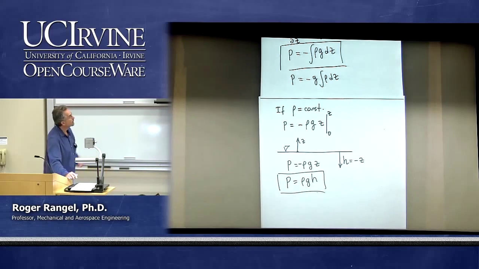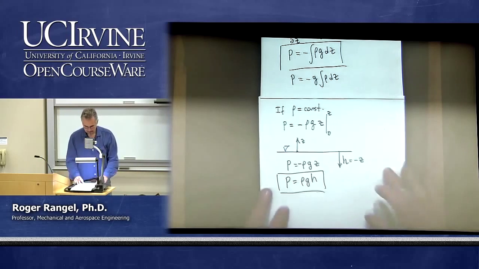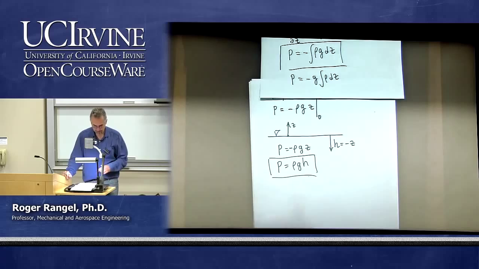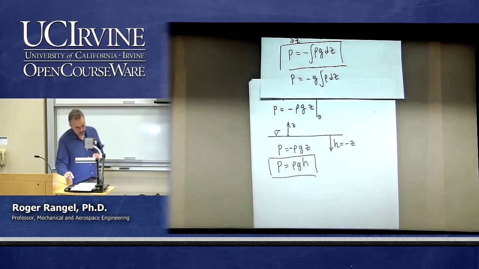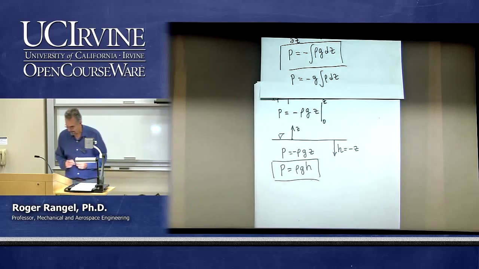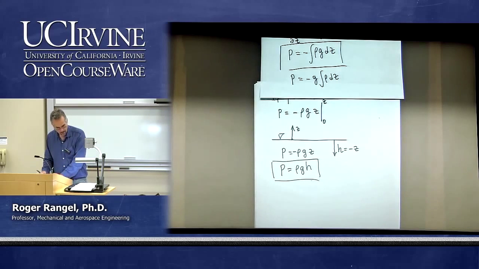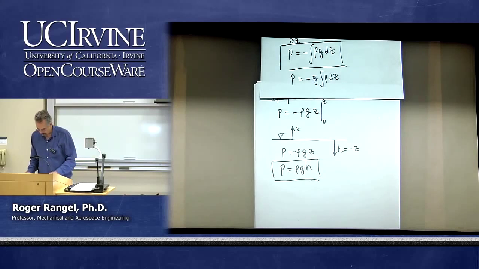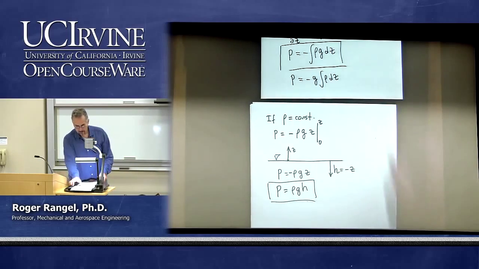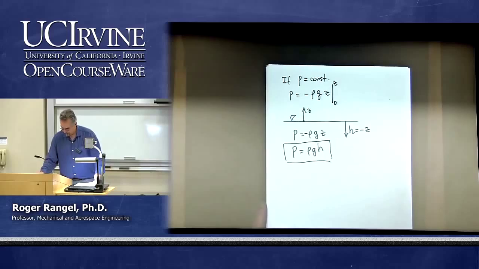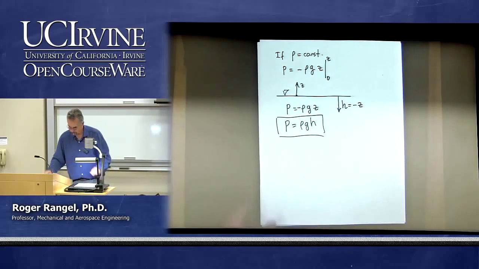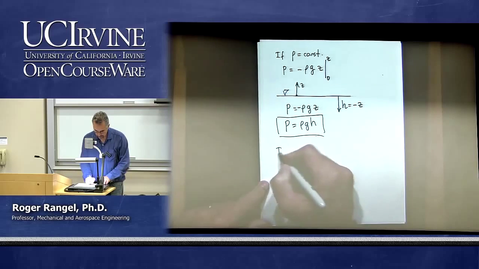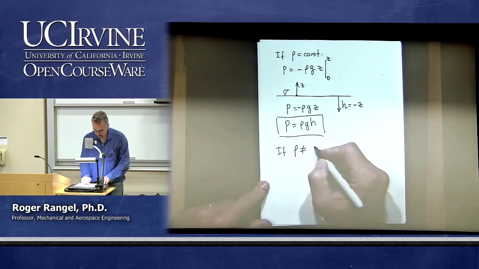So the pressure varies linearly with depth. As you go down, the pressure increases linearly with a factor of rho g. And that's what happens, for example, anywhere within water. Another situation that might be a little bit more interesting is if the fluid is not of constant density. For example, let's say that the fluid is compressible, so rho is not a constant.